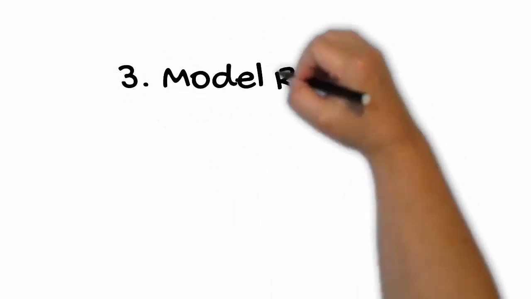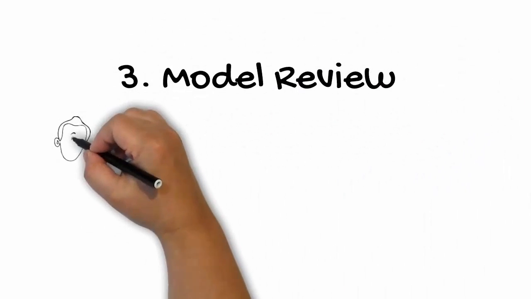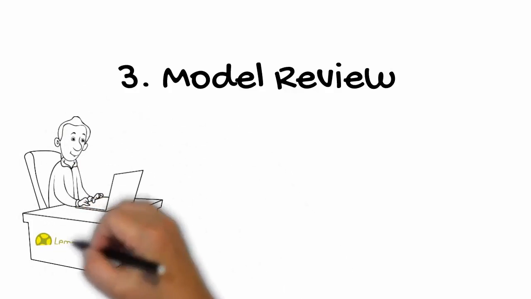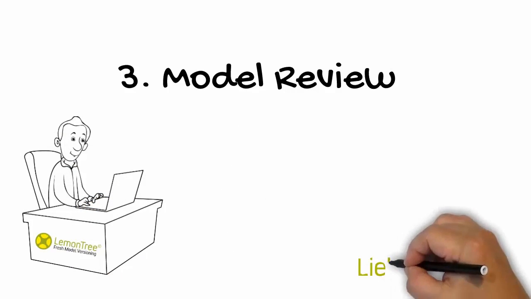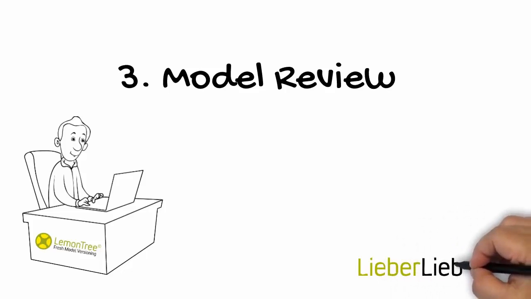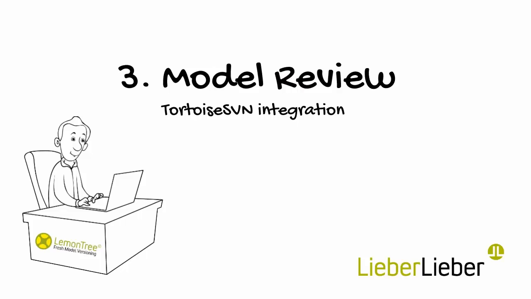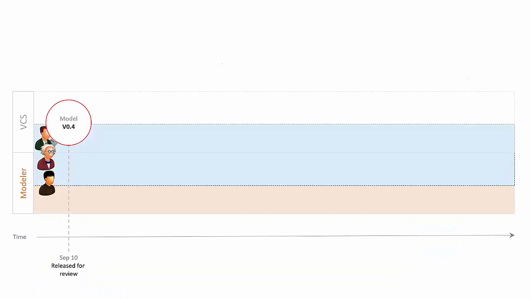Model reviewing is an extremely important yet challenging activity due to the vast range of possible approaches. In this last tutorial of the Tortoise SVN integration series, I will show you how LemonTree can support your model review process. Let us assume this review process where you as a modeler have just stored version 0.4 of your model to the version control repository for a review and informed the review team so they can start reviewing.